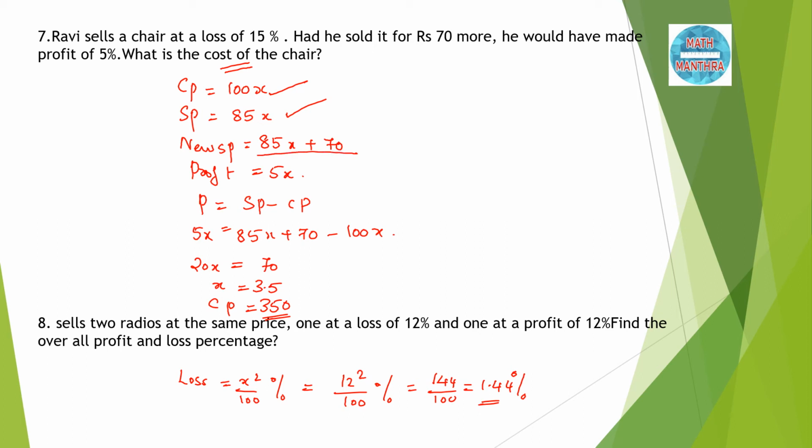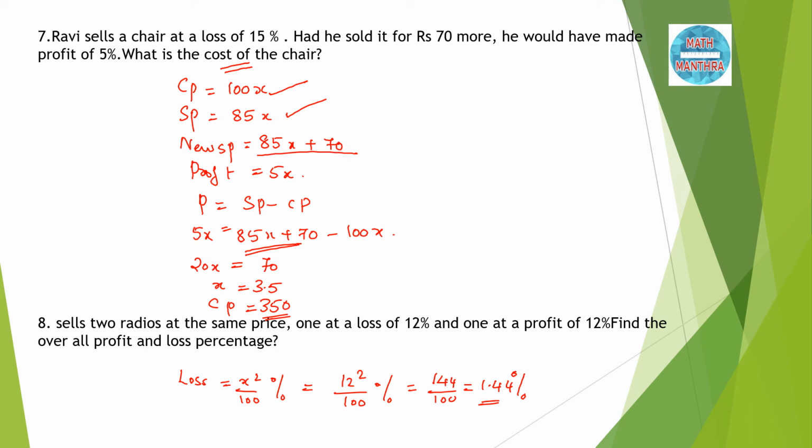Always know the profit has to be attached on what? Cost price of the article. So profit is 5% on CP. CP is 100x. Its 5% means 5x. So 5x is the profit, and you know profit means what? SP minus CP. When you take this SP, you have to take the new SP value, that is 85x plus 70. This is the selling price, and cost price is always the same in all questions.